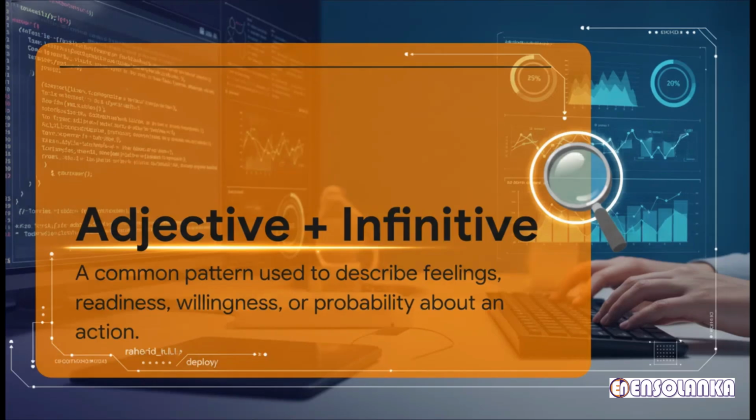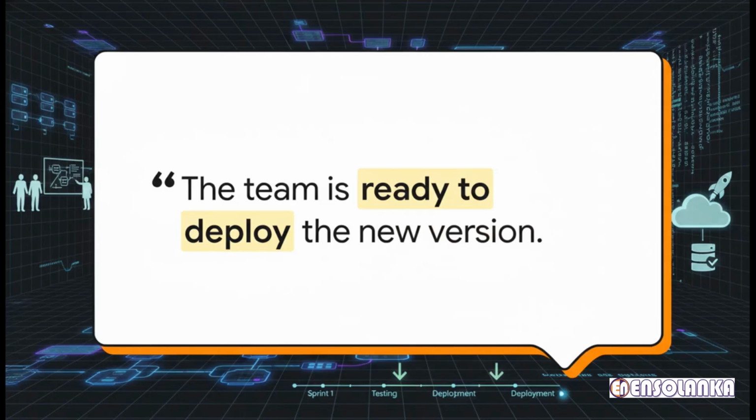All right, next tool in the box. This one is the adjective plus infinitive pattern. It's awesome for describing the state of something, like how a team feels or if a system is good to go. It just adds that extra layer of description right before the action. Check this out. The team is ready, that's the state, to deploy the new version. Boom. It's so concise, right? Perfect for a status update. Everyone knows exactly what's going on.